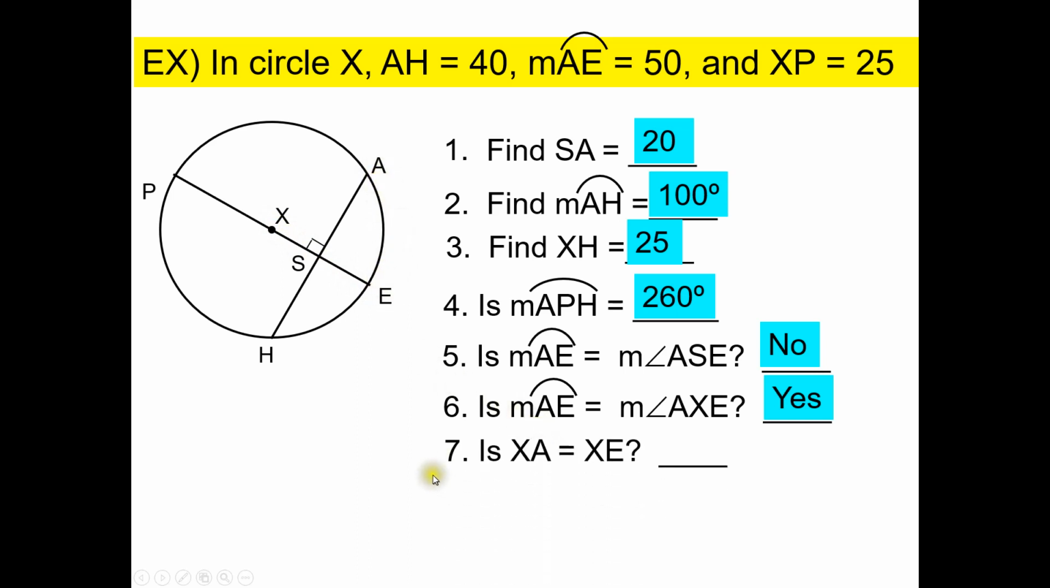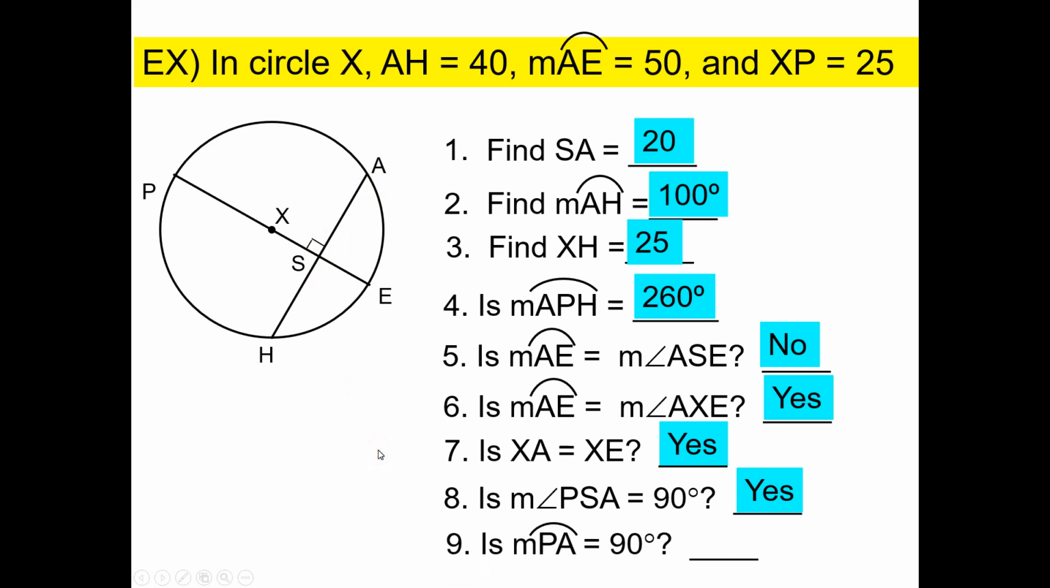Okay. Number 7, is XA equal to XE? Yeah, they're both radiuses or radii. So that's a yes. And then number 8 is the measure of angle PSA equal to 90. Angle PSA, yeah, that's a 90, sure. Okay. And is arc PA, this one right here, is this one 90? No, because it's not a central angle. If it had been on the central angle, like here, then we could have said that, but this is not a central angle. So you can't say that it's equal to 90.